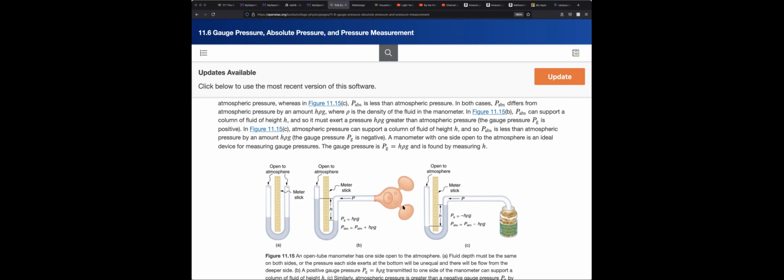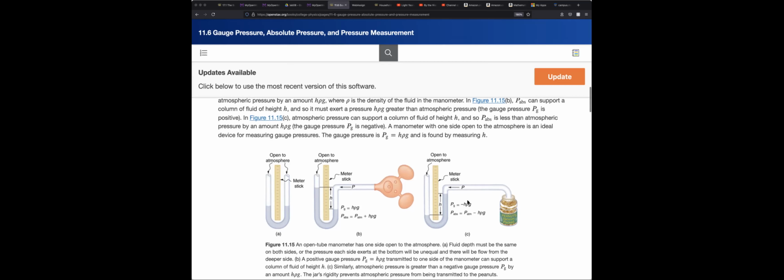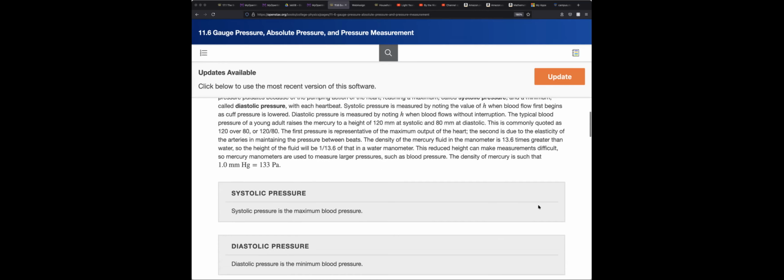And it should be between these two numbers to be considered normal or healthy or whatever. And that's basically the idea. It's not usually a Mickey Mouse balloon. Usually it's that little black bulb or whatever. But that's how they do that.